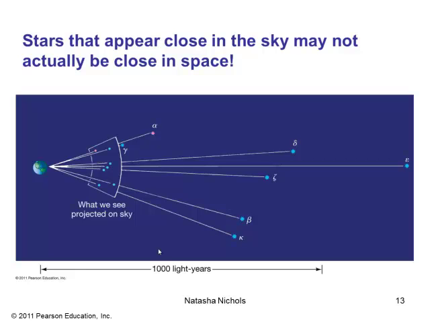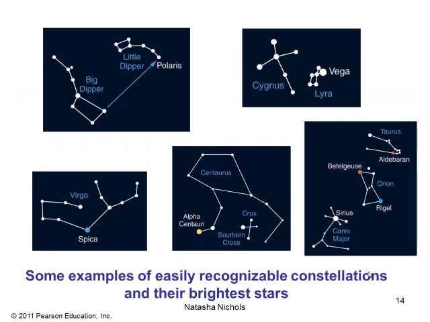And notice how some of them are 1,000 light years away from us. Remember, 1,000 light years means this is the distance that light travels in 1,000 years. Here are some easily recognizable constellations and their brightest stars. Right here we have constellation Lyra and the bright star Vega. Over here is the familiar Orion, and Betelgeuse and Rigel are the brightest stars there.